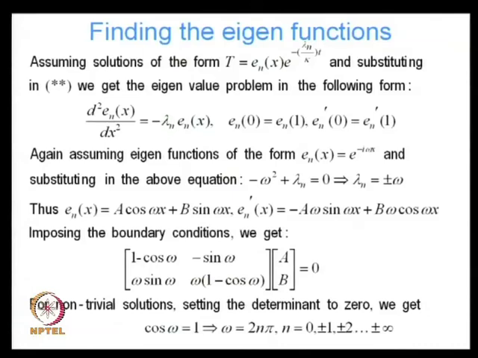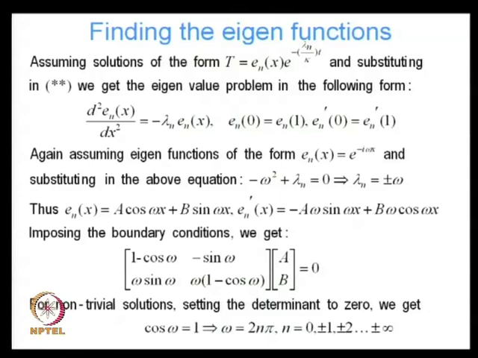If you assume solutions of the form T equal to e to the power nx, where e^nx is nothing but the eigenfunctions, and e to the power minus lambda n k t is the time dependent part, and we substitute it in my original diffusion equation, then I get the eigenvalue problem. On the left hand side I have a linear operator, and on the right hand side I have this eigenvalue times the eigenfunction. I solve the eigenvalue problem subject to homogeneous boundary conditions, in this case the periodic boundary conditions.